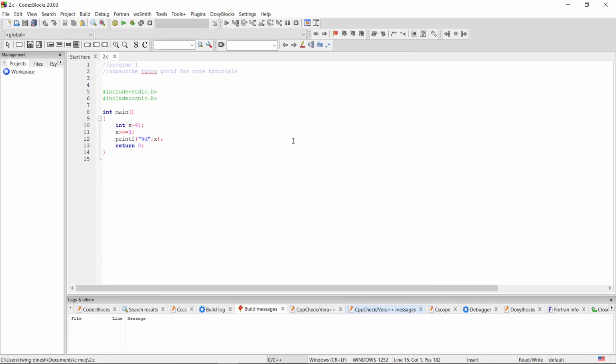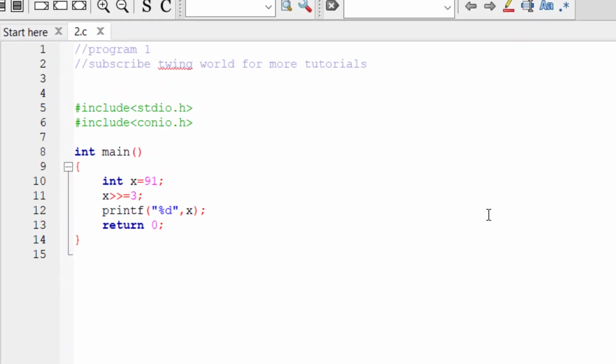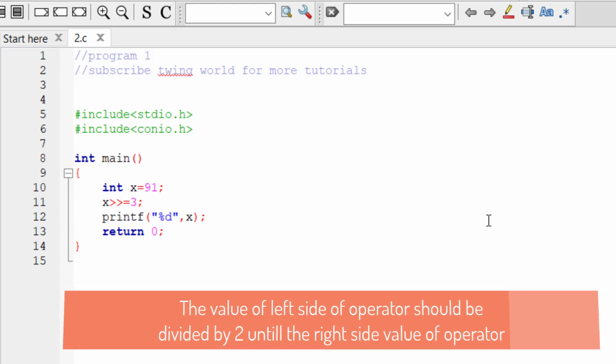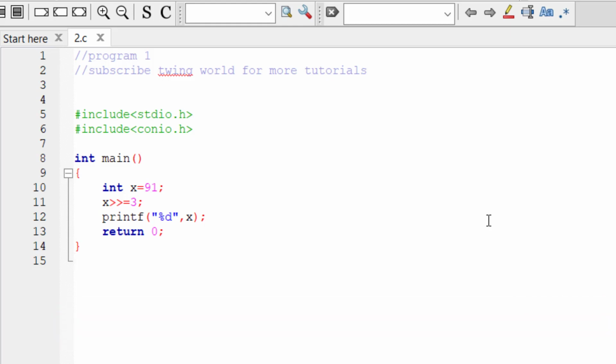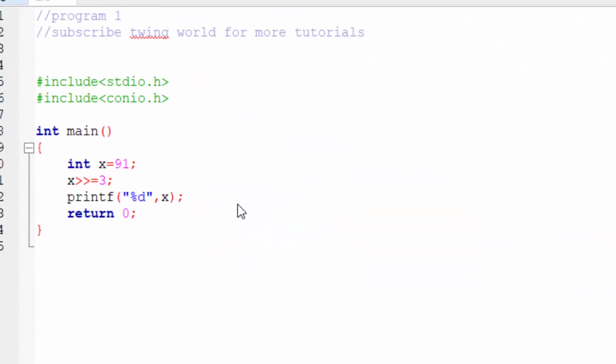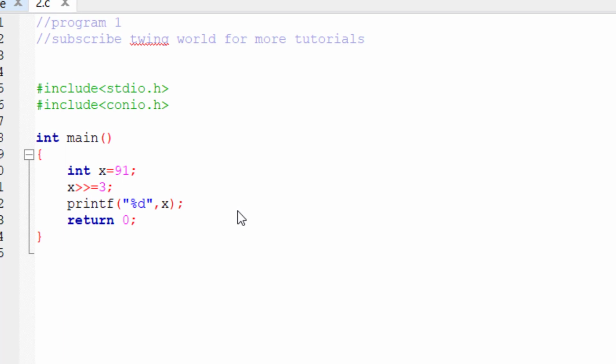It is nothing. The value of the left side operand should be divided by 2 as many times as the value of the right side operand. So here the left side operand is 91 and the right side value is 3. So we have to divide 91 by 2 until 3 times. This is the formula. Okay.